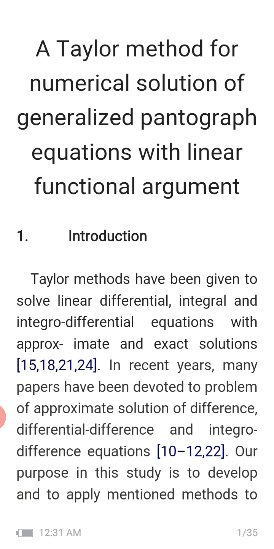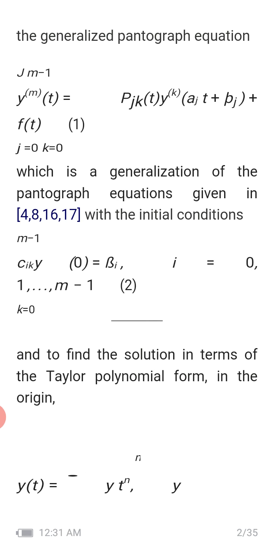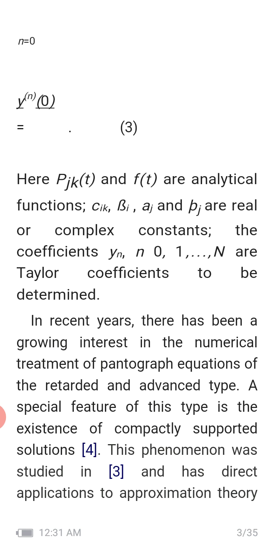Our purpose in this study is to develop and apply the mentioned methods to the generalized pantograph equation. The pantograph equation is given. It is a generalization of the pantograph equations given in the articles, with the initial conditions. And we find the solution in terms of the Taylor polynomial form at the origin, y of t equal to the sum of y_n times t to the power n, where n starts from 0.